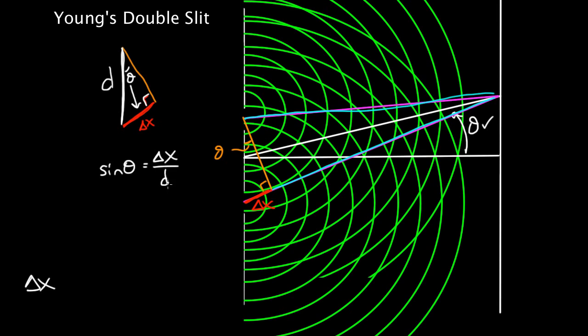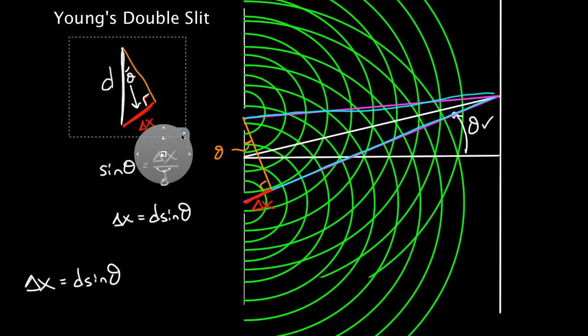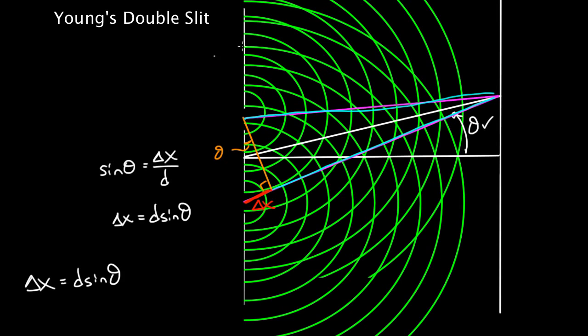So that's over d. So what's the path length difference? The path length difference for a double slit is just d times sine of theta. So this is what I wanted. Now I know delta x is d sine theta, and I can write the double slit formula. Let me get rid of this. The double slit formula looks like this. It says that m times lambda equals d sine theta.